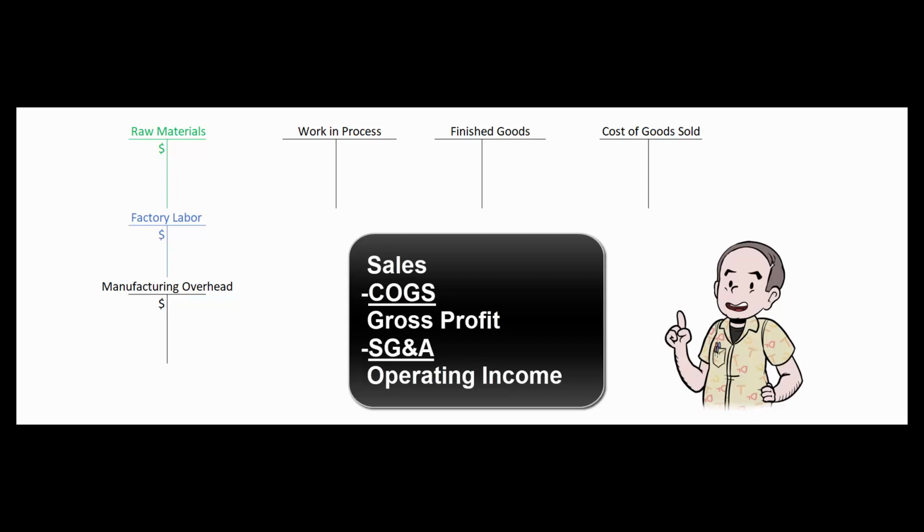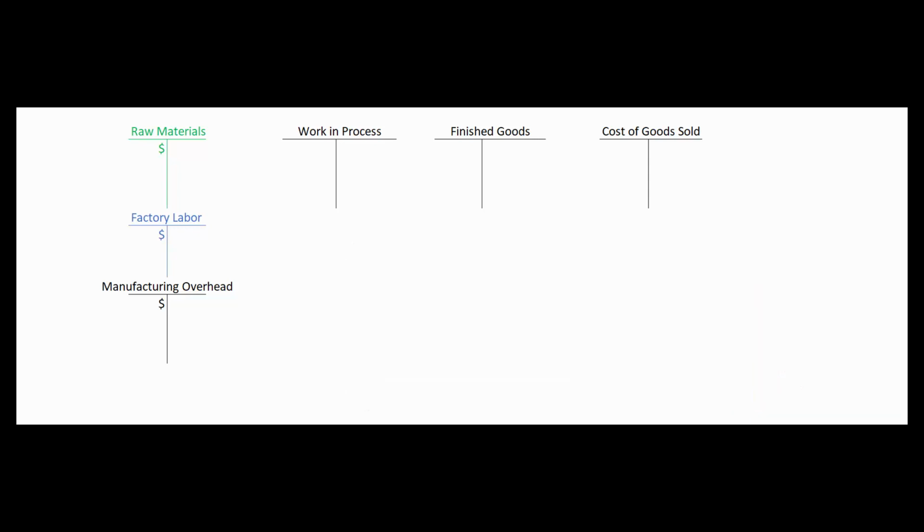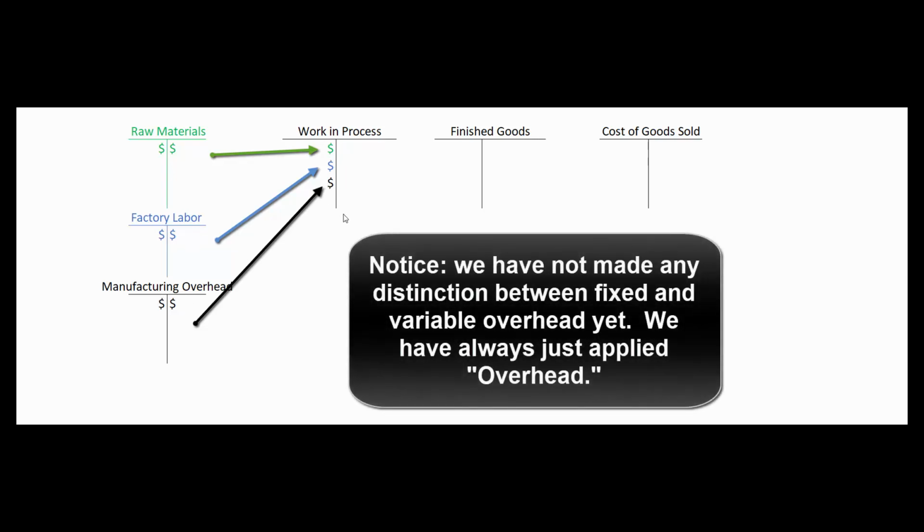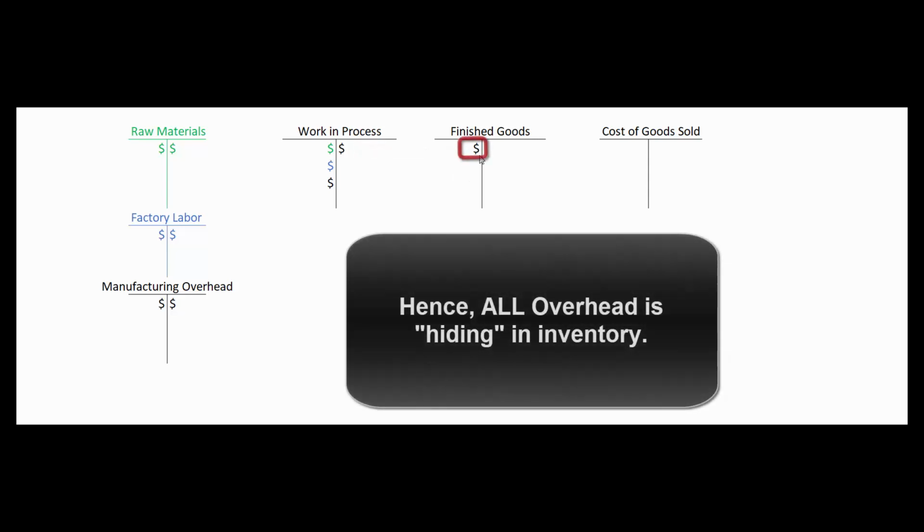So let's see if we can find the problem, the shortcoming of absorption costing, without using any numbers. Remember, we take our materials, our labor, and our overhead, and we move them into work in process. In this example, I've used green font for the materials, blue font for the labor, and black font for the overhead. Notice how we made no distinction between fixed overhead and variable overhead. Once the stuff is in work in process, we work on it and we finish it. So now all that overhead, again, whether it was variable or fixed, hangs out here in finished goods and doesn't hit the income statement until we sell the goods.